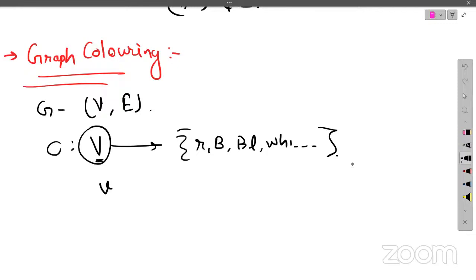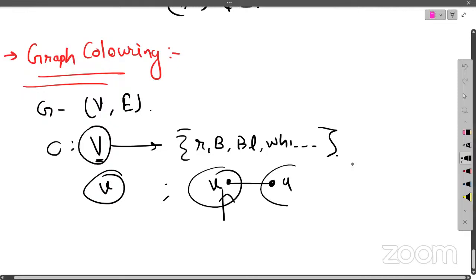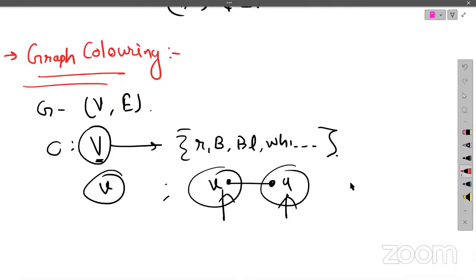For each vertex, we have to assign a color in such a way that if two vertices are related by a single edge, so suppose there is an edge from V to U, then V should get a different color from U. For example, if I color vertex V red, then I cannot use the red color for vertex U. I have to use another color. This is the one restriction we have to keep in mind when we color our graph. Such a process is known as graph coloring.